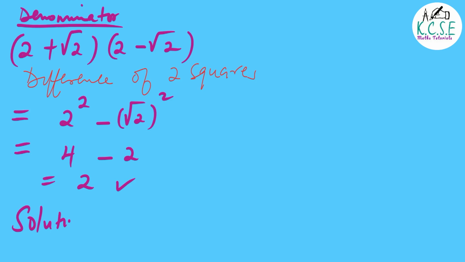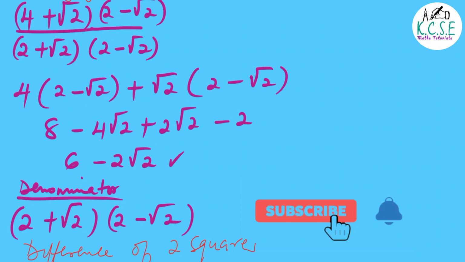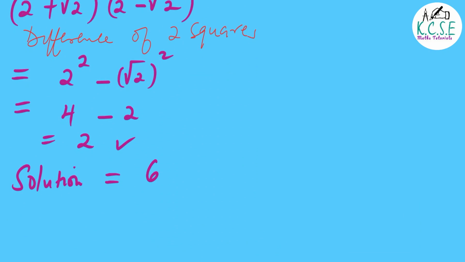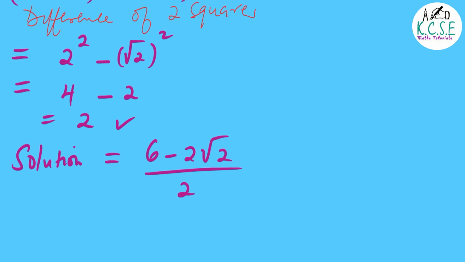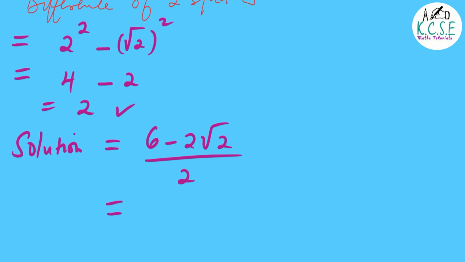Now let's go to the final solution. The final solution will be given by the numerator, which is 6 minus 2 root 2, divided by the denominator, which is 2. Dividing these, you get 3 minus root 2. So that is what you get.